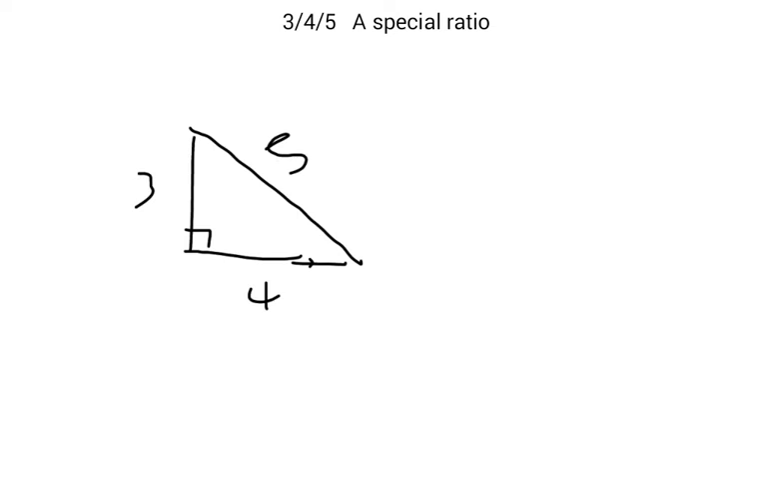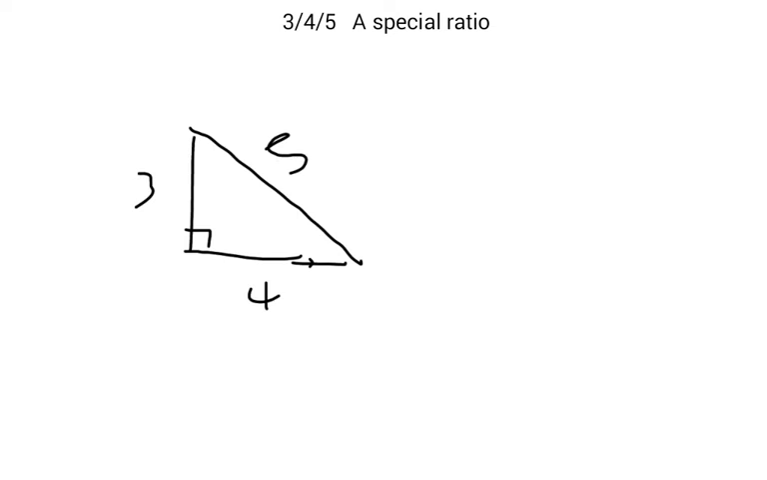There's a special ratio in right triangles called the 3-4-5 ratio. Carpenters use it all the time. People that want to construct something where two sides come together to form a right angle will use the 3-4-5 ratio. If you have a right triangle and one leg is 3 and another leg is 4, you can be sure that the hypotenuse is 5.